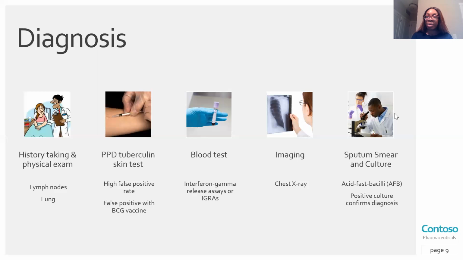The gold standard, however, and the one that gives us a definite diagnosis is the sputum smear and culture. So we're checking for the acid-fast bacilli, and a positive culture confirms diagnosis. Usually having a positive result with PPD or blood test only tells you that you've been infected with the virus, but this has to be confirmed with imaging or with sputum smear and culture. Simply being infected with the virus just shows that you've been exposed to it. It doesn't show that you actually have the latent TB or the active TB.